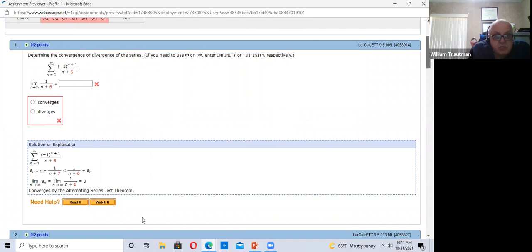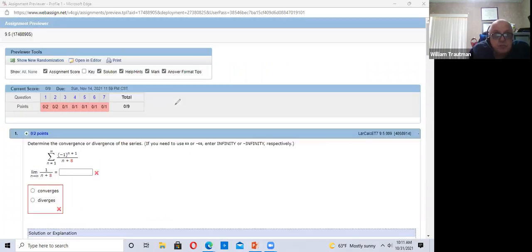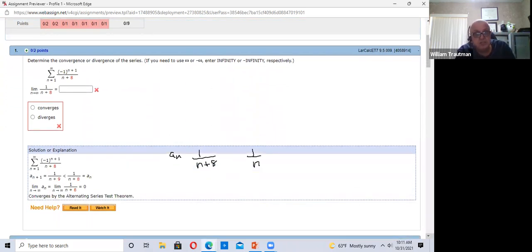So when we look at this first problem, if you notice, it's the same thing as looking at the a sub n part is 1 over n plus 8. And we can do the comparison test. This is the same as 1 over n using the comparison test.